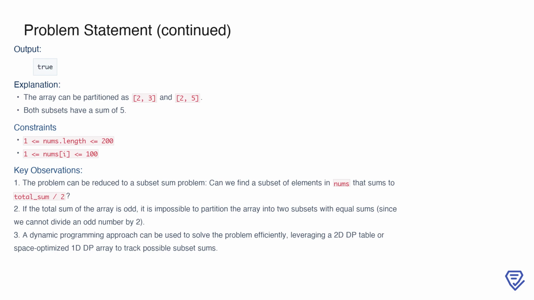Moving on to the constraints, the array length, n, is between 1 and 200, and each element in the array is between 1 and 100. A key observation is that this problem can be reduced to a subset sum problem. Can we find a subset of numbers in nums that sums to half of the total sum? If the total sum is odd, the answer is immediately false. To solve this efficiently, we can use a dynamic programming approach, either with a 2D DP table or a space-optimized 1D DP array, to track which subset sums are achievable.